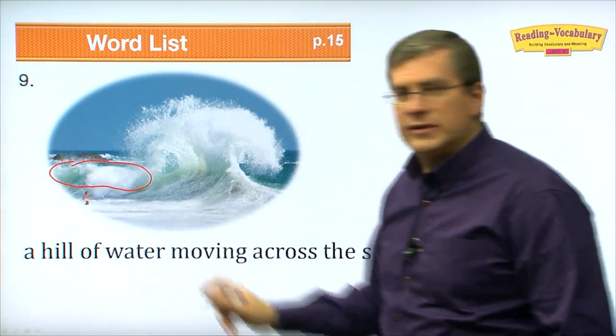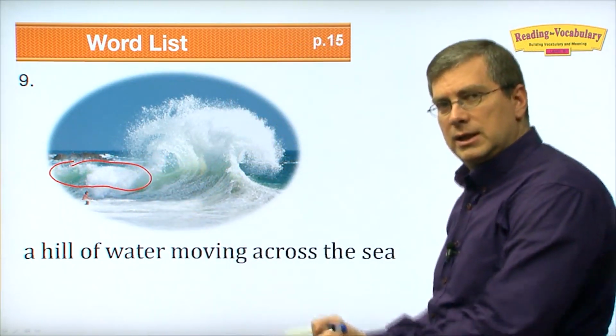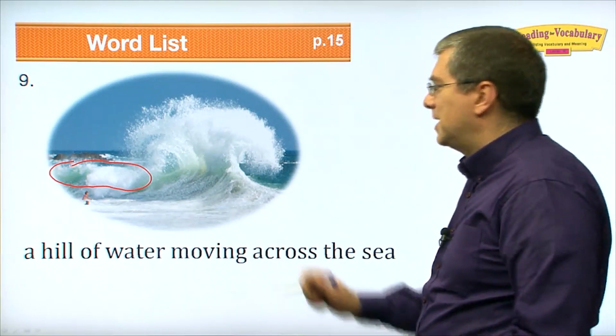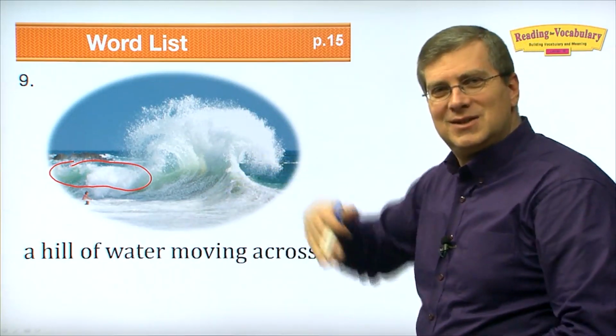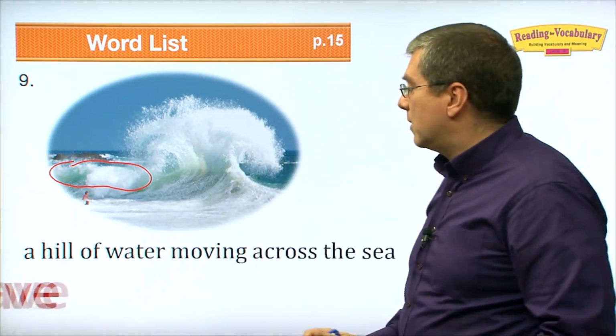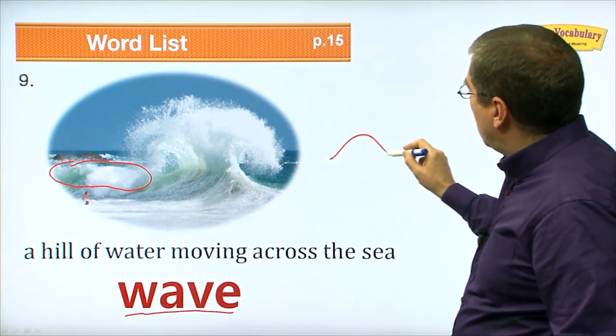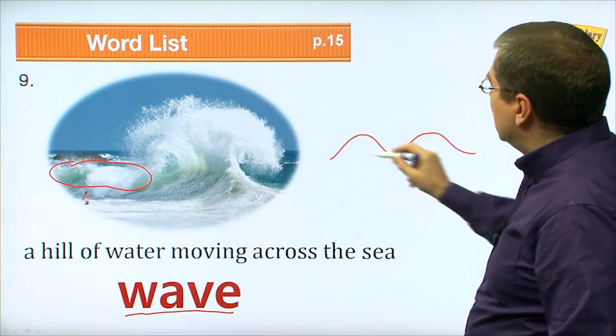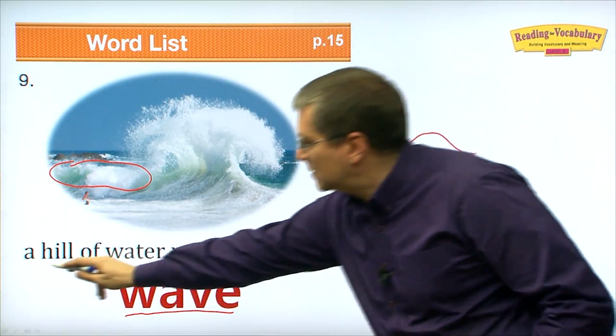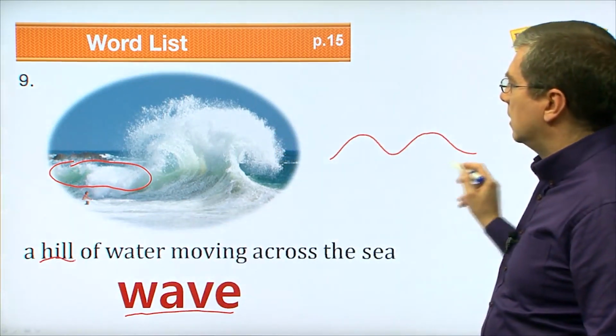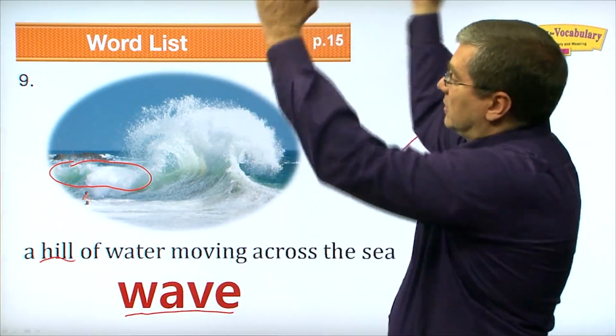What do we call this? And surfers, right? Surfers will use these to go surfing on. Very cool. We, of course, call it a wave. A wave. And waves move through the water like this, right? These are waves. It's like a small hill, right? Of course, this is where the wave breaks, right?